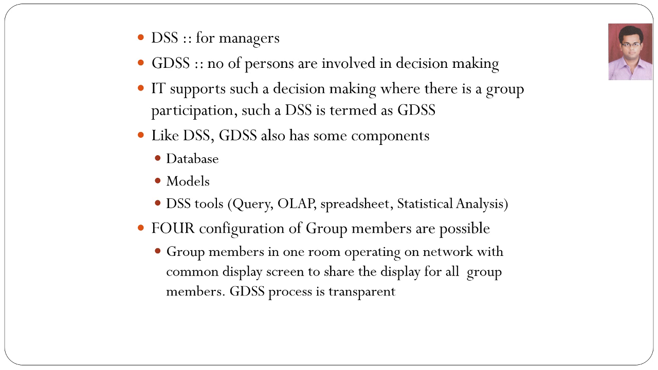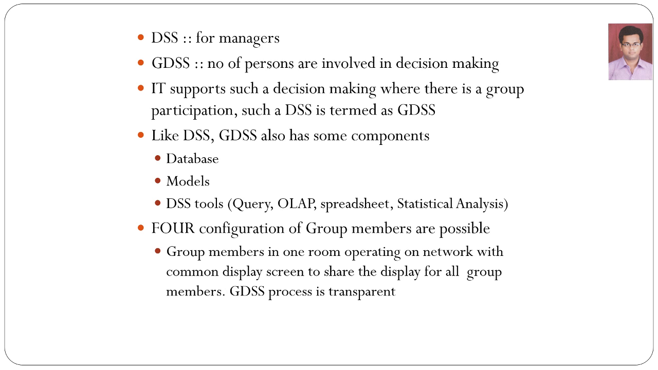DSS was basically intended for managers. Group decision support system, that is GDSS, has a number of persons involved in the decision making process. IT supports such decision making where there is group participation, and such a DSS is termed a group decision support system. Like DSS, GDSS also has components such as database, modules, and DSS tools, which include query, OLAP, spreadsheet, and statistical analysis. Four configurations of group members are possible.